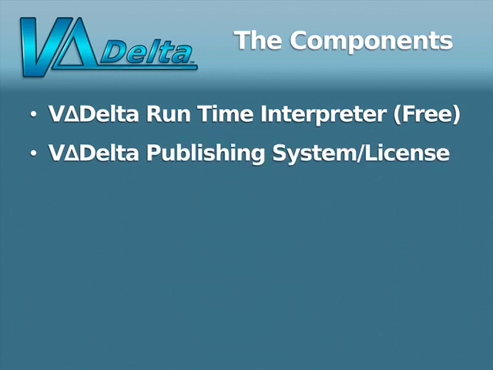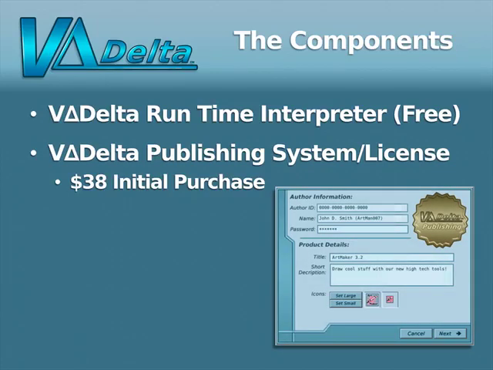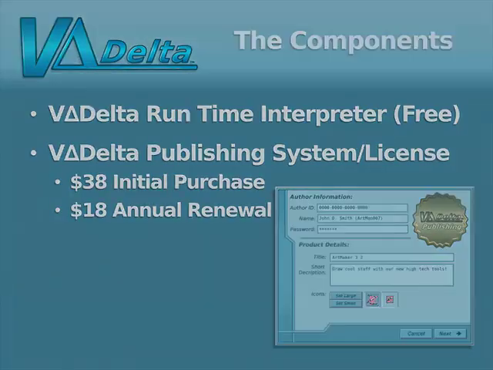Publishing a VDelta application to other computers or devices requires purchasing a publishing license for $38. You can publish an unlimited number of applications for 1 year. At the end of the year, all applications will continue to work, but if you want to make changes, improvements, or updates, or want to write new applications, then you need to renew the publishing license for $18.